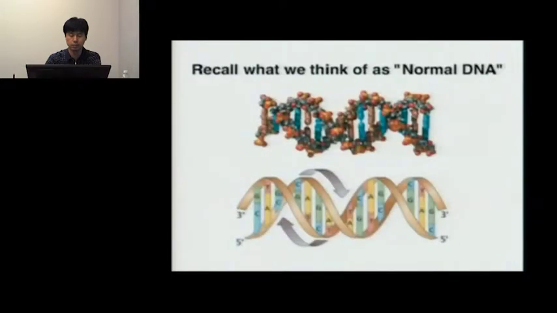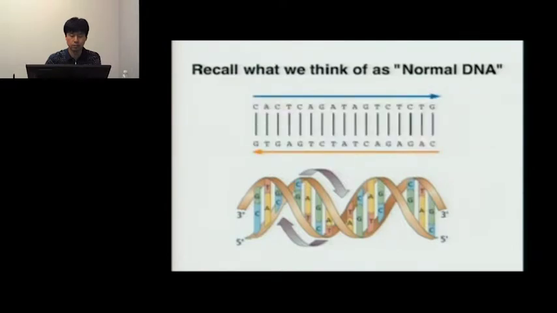So this is normal DNA. What you think of as normal DNA. It's double-stranded. It's a double helix. It has the A's, T's, C's, and G's that pair to hold the strands together. And I'm going to draw it like this sometimes, just so I don't scare you. We want to look at individual strands and not think about the double helix.